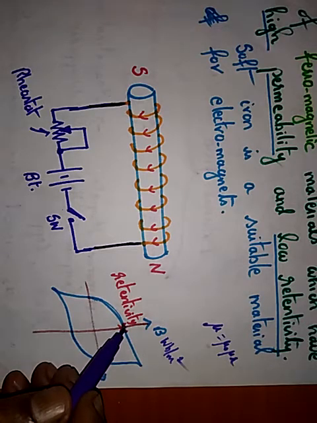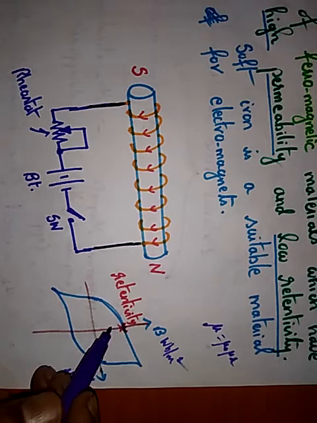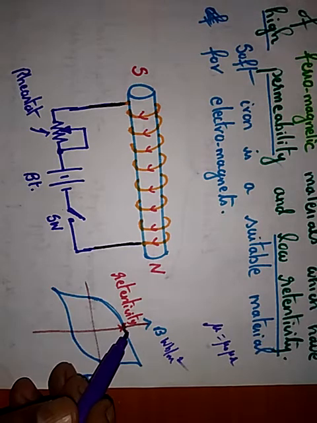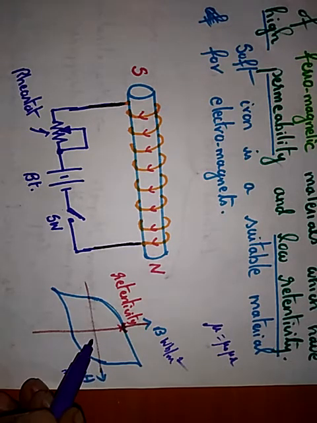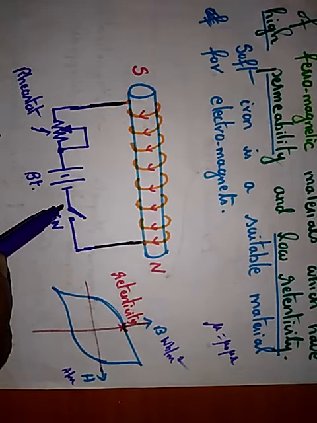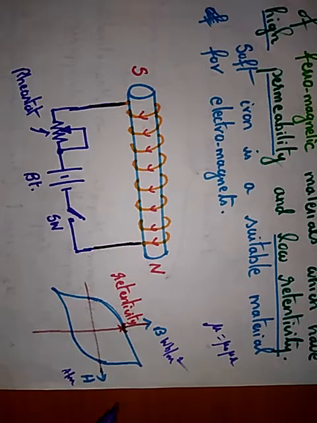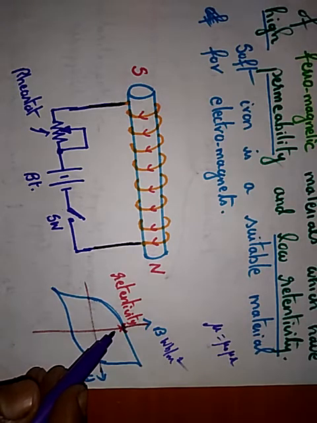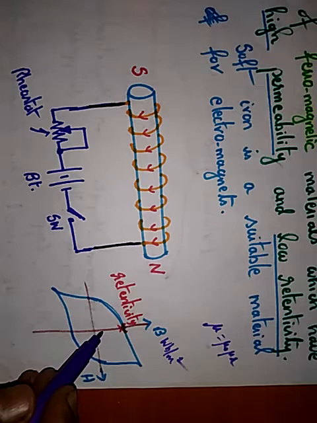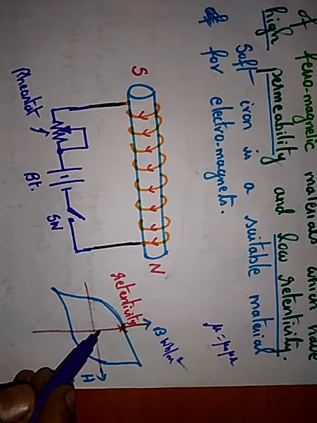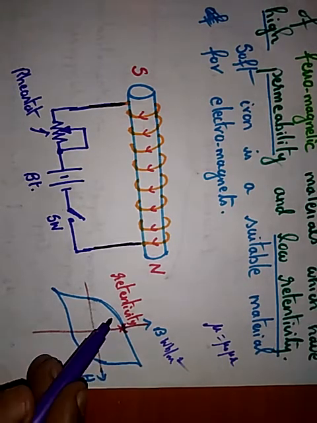The retentivity will be very high in the case of permanent magnets, whereas for electromagnets the retentivity should be very low. Then only we can call it an electromagnet. When the current is removed or the switch is open, there should not be any magnetic flux density. B should be 0, but B cannot be made 0. Therefore, we should at least choose a ferromagnetic material that has low retentivity, so that this value is very close to 0. That's the main idea.